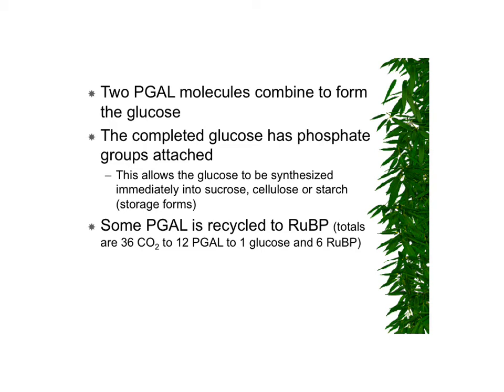Now also, along with this, some of the PGAL gets recycled to form more RUBP, because you have to keep the ball rolling, sort of. You can't just keep using up your RUBP. So some of it gets recycled back. The totals we end up with are 36 carbon dioxides to 12 PGAL. You get 1 glucose, and then 6 RUBPs get recycled back.